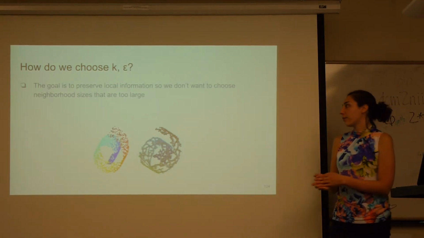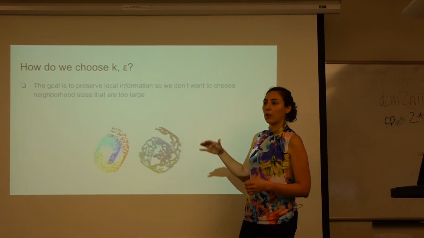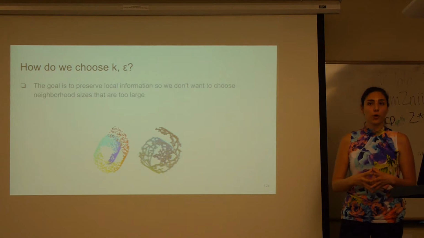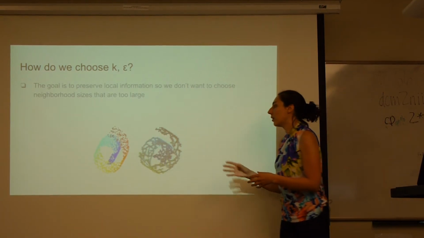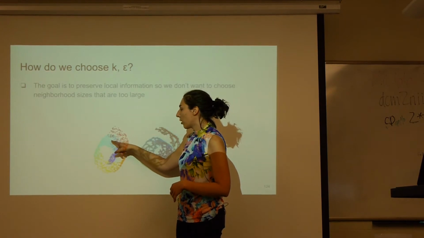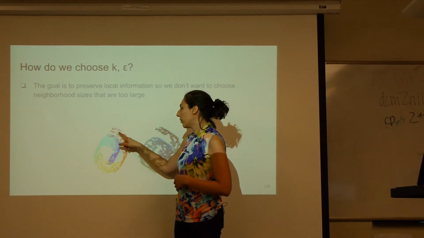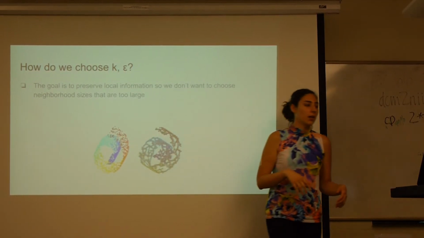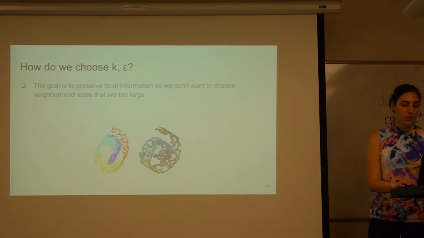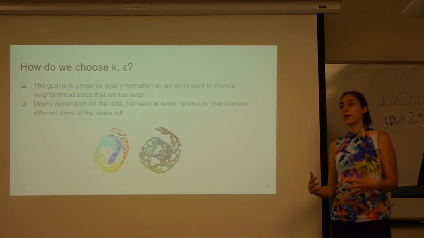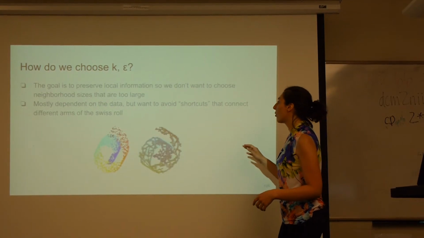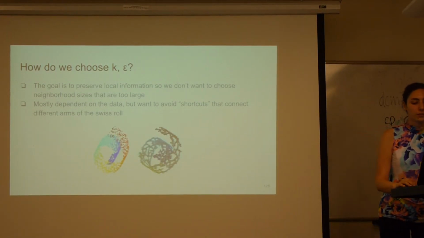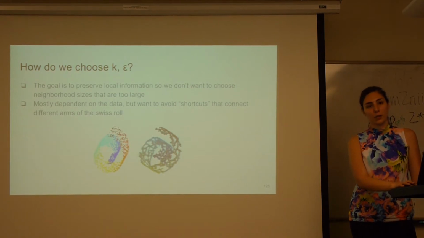How do we choose k for the k nearest neighbors or epsilon for the epsilon neighborhood of the graph? So we, again, want to preserve local information. So we don't want to make them too big, because then we'll get situations where this part of the Swiss roll is in the neighborhood of this part of the Swiss roll, and we'll try to preserve that, and it won't unroll. So we don't want to pick some that are too large. So this is most dependent on the data, because we want to avoid, like I said, these shortcuts that connect different parts of the Swiss roll. So we can use something like cross-validation to do this.